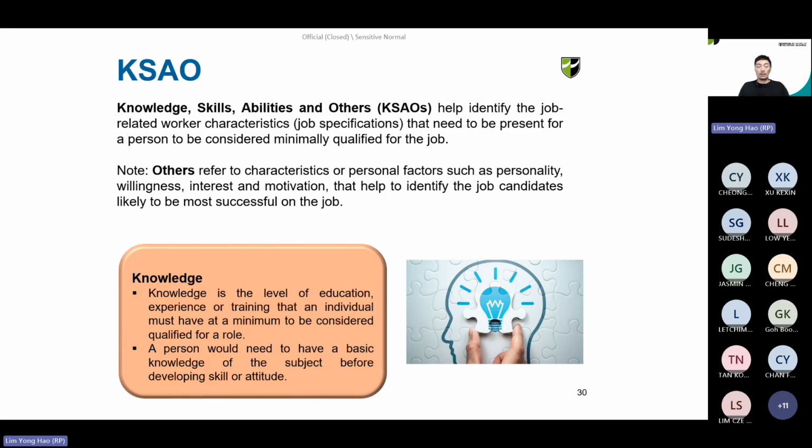But as we're going to focus more on KSA, knowledge, of course, includes level of education. In Singapore, if you have been through the Singapore system, it's quite standard. If you manage to complete secondary school, then you have a certain level of literacy and mathematical ability.